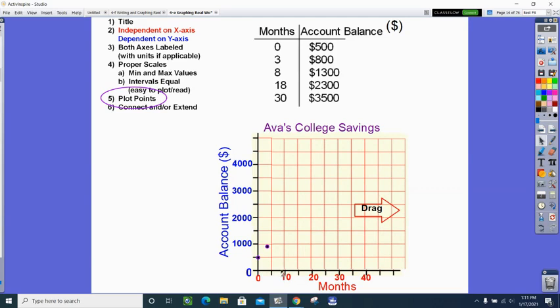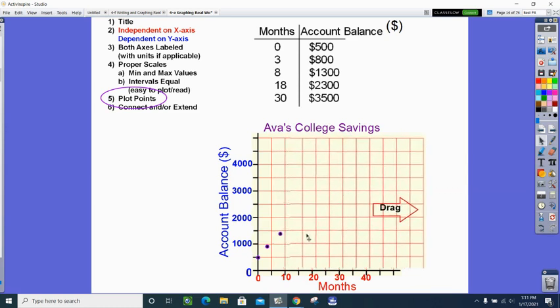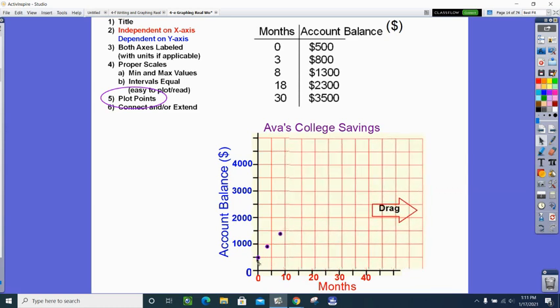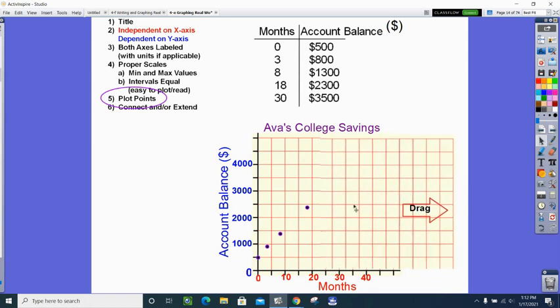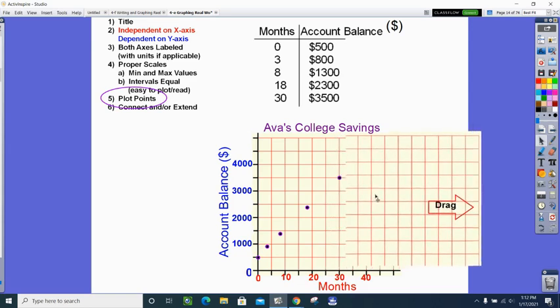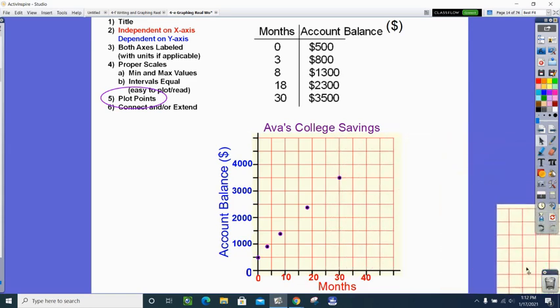8 would be right about where my cursor is, and I need to go up to 1,300, which would be a little bit less than the 1,500. And now knowing that these should fall in a line will help me guesstimate the remainder here. So 18, and I need to go up to 2,300, a little bit less, right? So probably right around here. Let me drag it away so you can see it. And then finally, I'm going to come out to 30 and up to 3,500. That one's easy to plot because it's in the crosshairs.